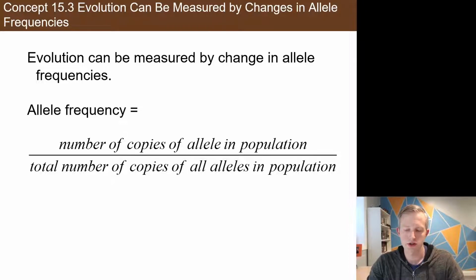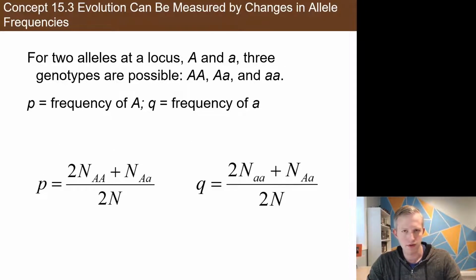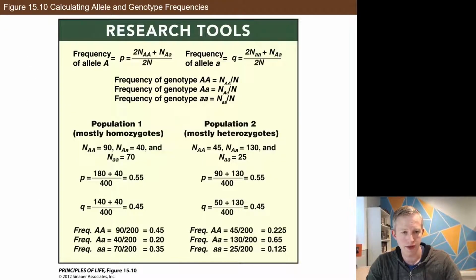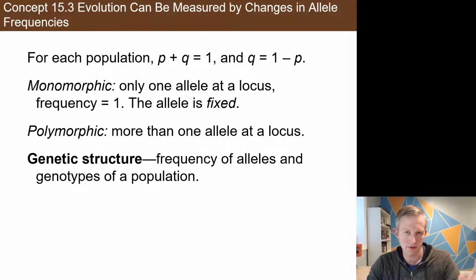Allele frequency is just the number of copies of an allele in the population divided by the total alleles in the population. And there's some math in the textbook that we don't need to worry about. We look at the Hardy-Weinberg stuff, which is coming up, but just be aware that there are more mathematical tools to understand the distribution of alleles in populations and how we compare them.